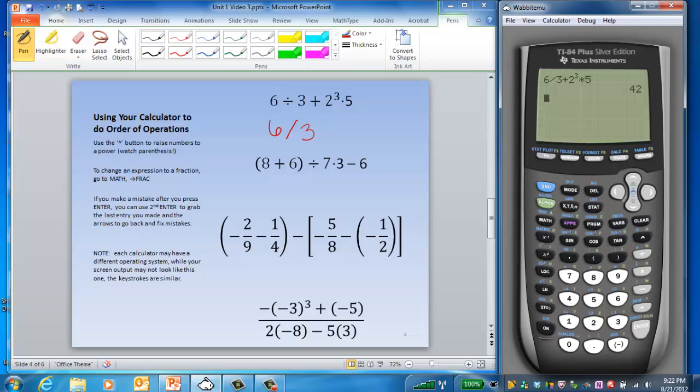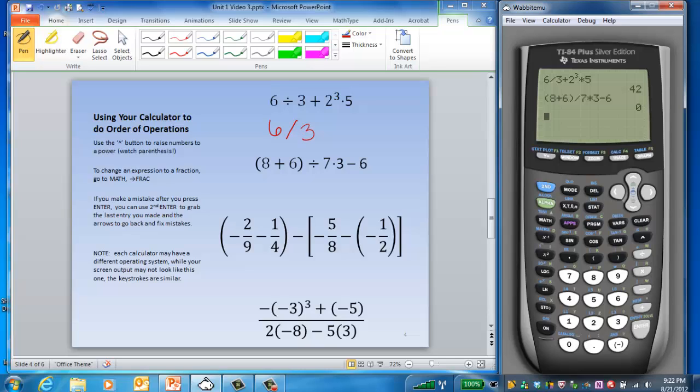Second problem, same thing, introducing parentheses. I have parentheses above the 8 and the 9, so I'm going to use those to do the 8 plus 6 first. Division sign, 7 times 3 minus 6. Press enter, it gives me an answer of 0. So the calculator knows to follow order of operations as long as you type in what you intended to.